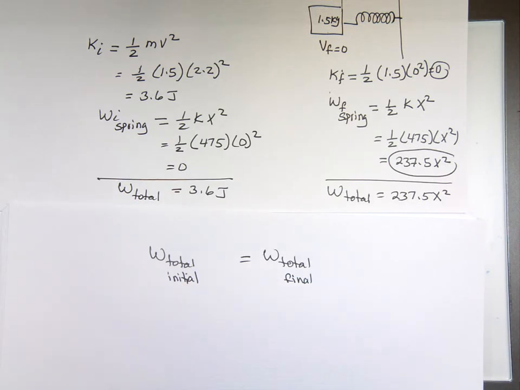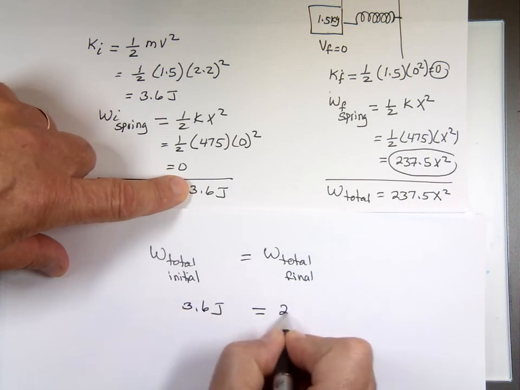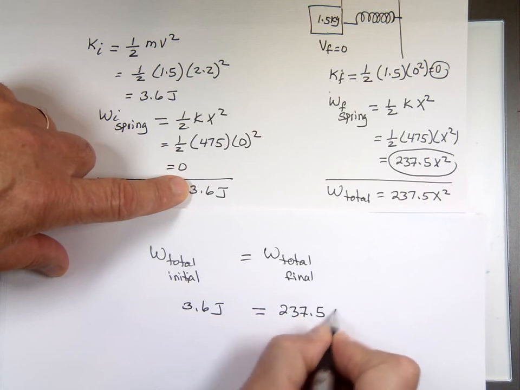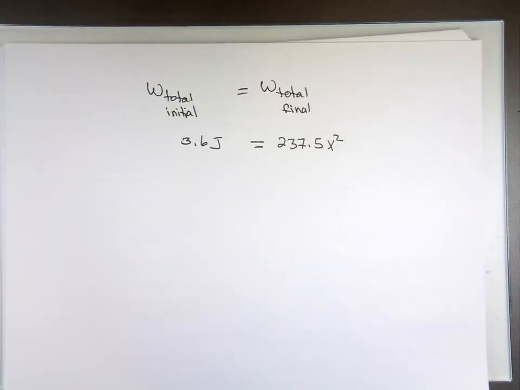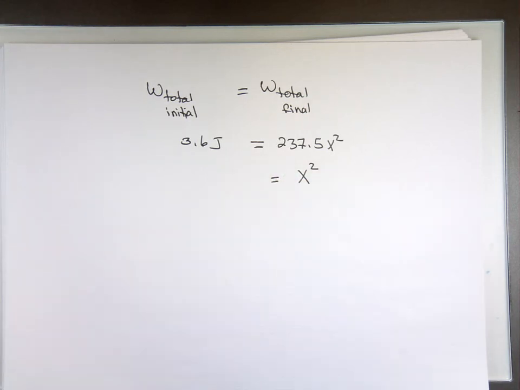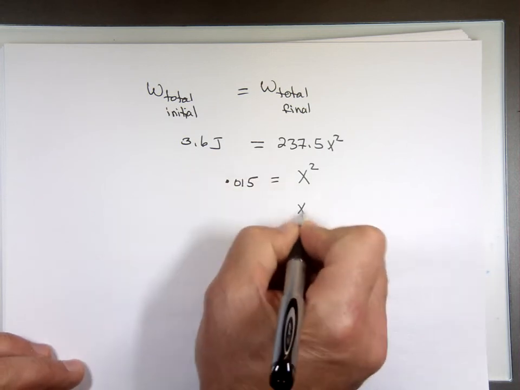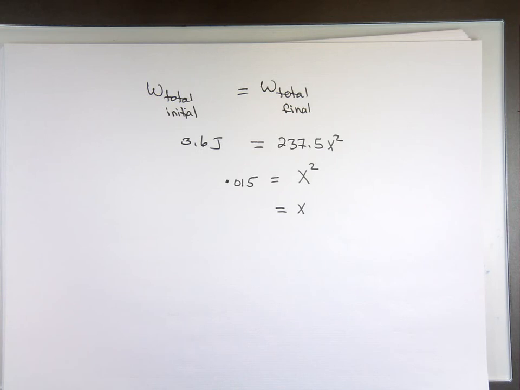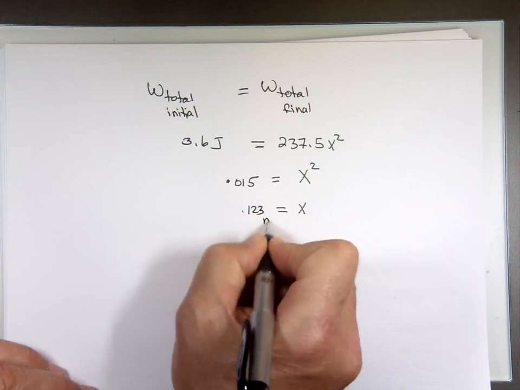And what's the initial? 3.6 joules. And what's the final? 237.5 x squared. Can I get x squared out of that? I got 0.015. What's x equal to? 0.12 meters. 12.3 centimeters.